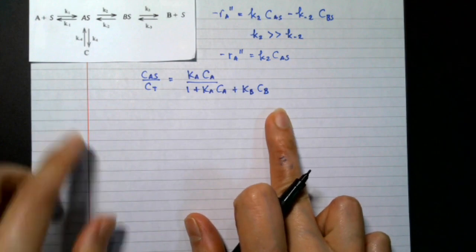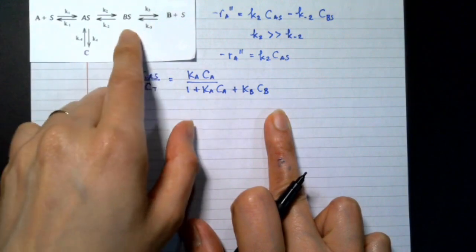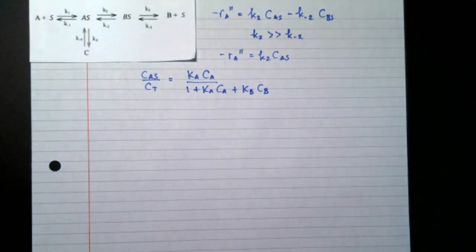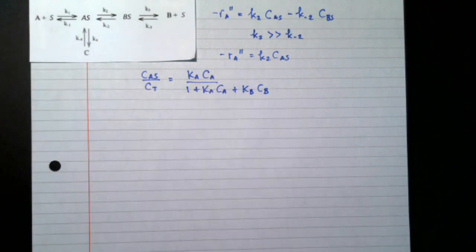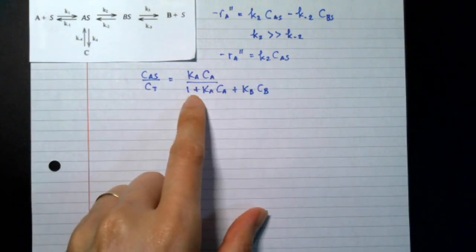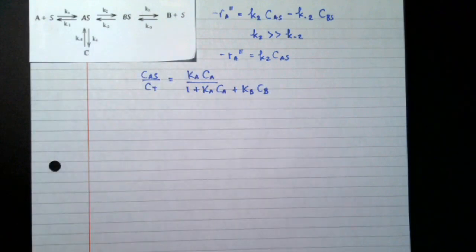Because we have methyl cyclohexane for A and toluene for B, most likely they will be in the liquid phase. But if we were given the temperature and pressure, we need to check. And if we find out that A and B are in the gas phase, then we should express this in terms of the partial pressure. But here we're writing this in terms of the concentrations.